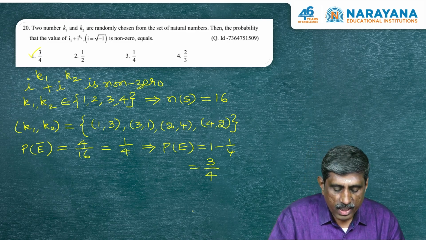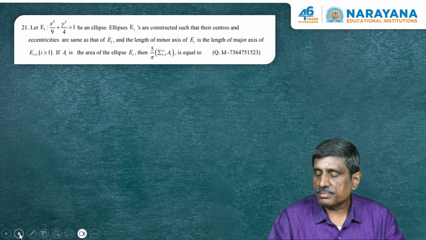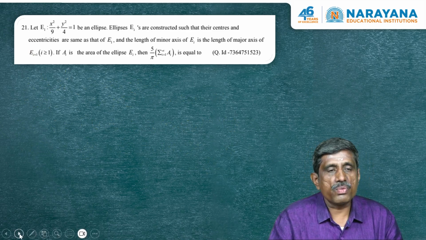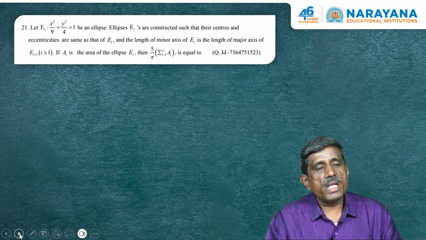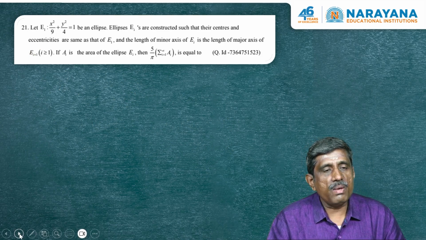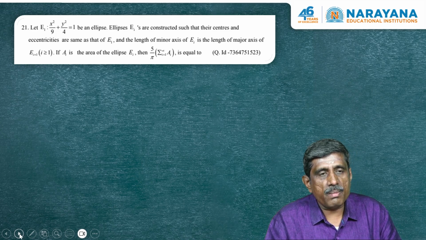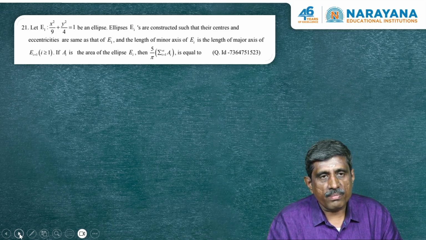Now, we are moving on to the integer questions. Let us see the integer questions one by one. The first question is on ellipse. E1 is the ellipse x square by 9 plus y square by 4 is equal to 1.